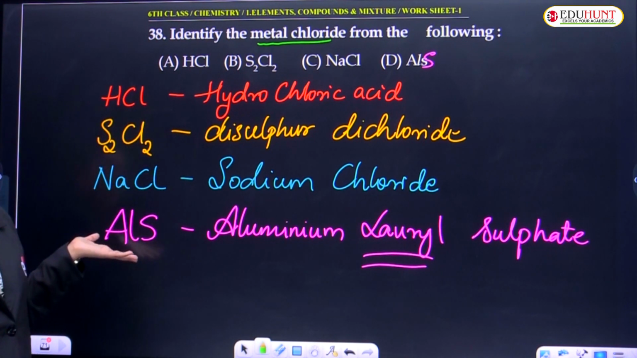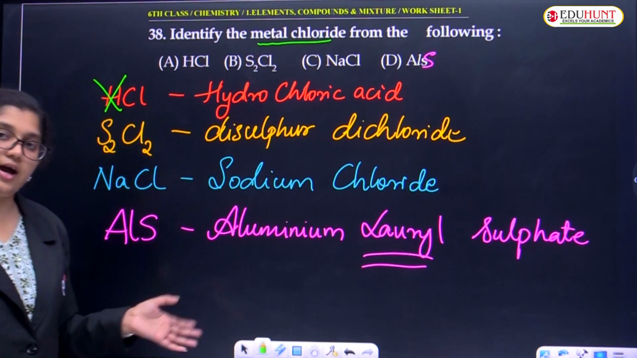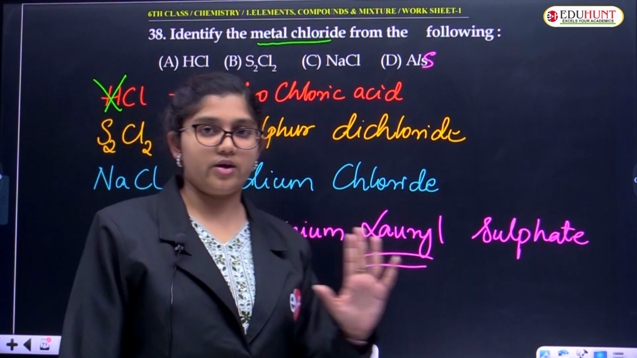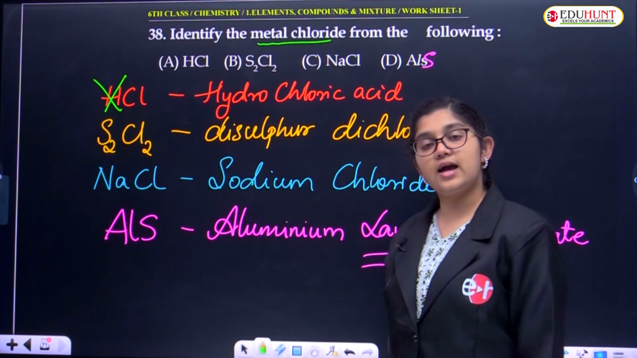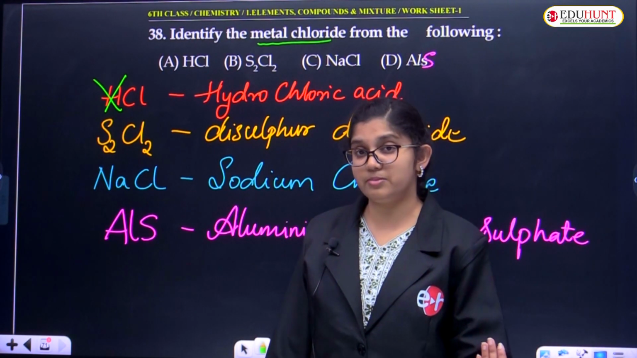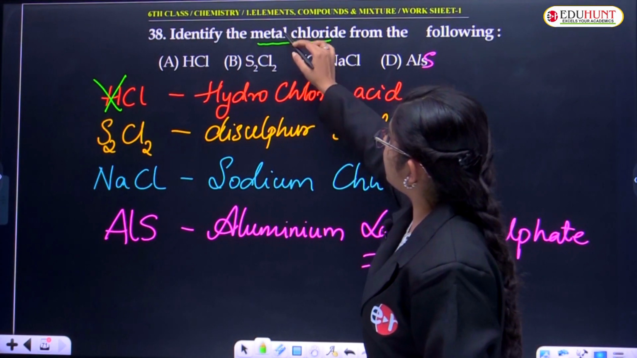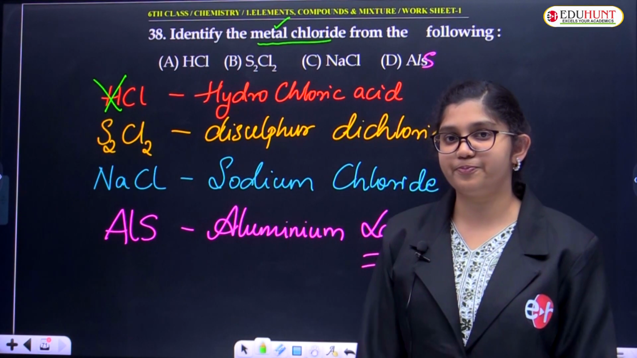So I'm eliminating this option from the given options. Why? Hydrogen chloride is having chlorine, I agree. But H stands for hydrogen, no? The particular H, hydrogen, is not at all a metal, it is a non-metal. So that's the reason we are eliminating this option, because they're asking for only a metal chloride.